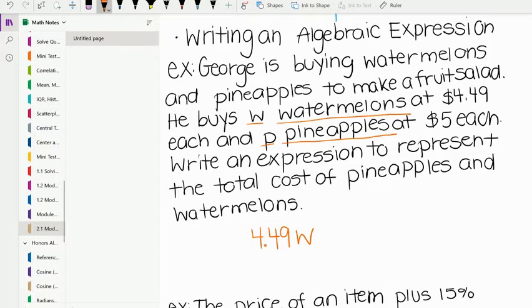All right, but we want to know the total cost of pineapples and watermelons. So I'm going to add now, pineapples are $5 each. So it's $5 per pineapple. Okay, and that's it. That is the expression to represent the total cost of watermelons and pineapples. So it's $4.49 per watermelon plus $5 per pineapple.